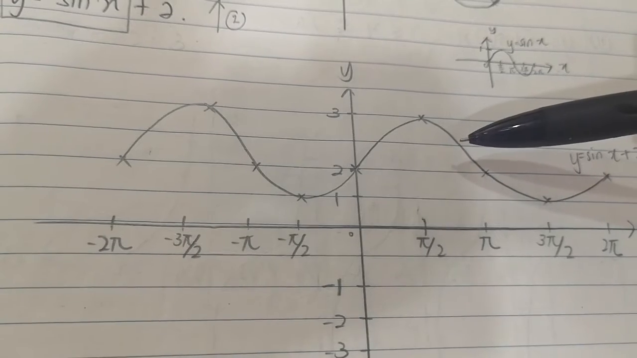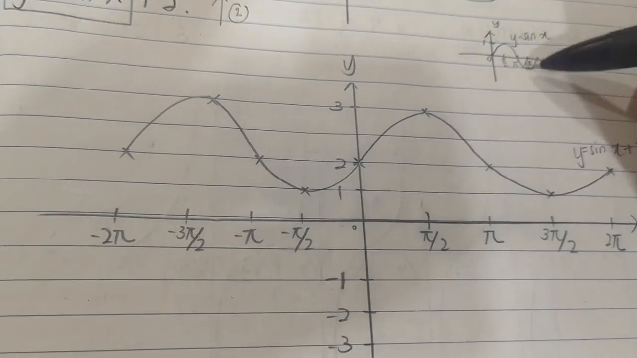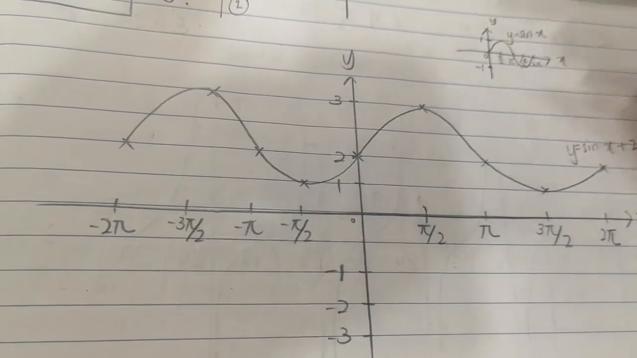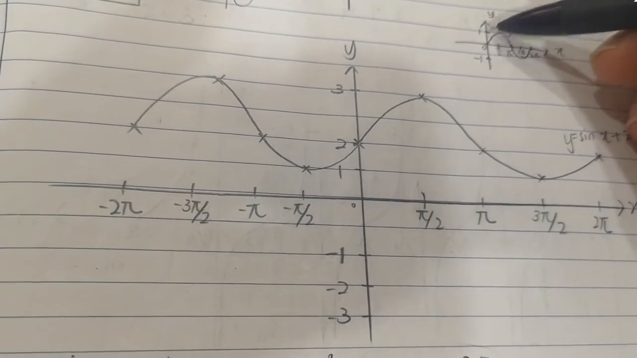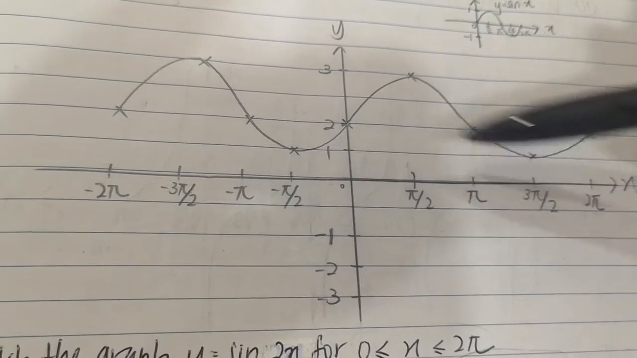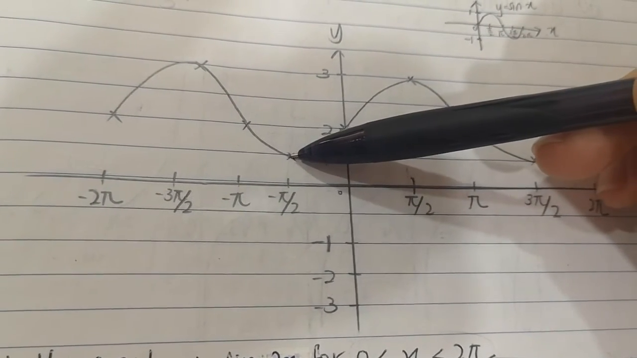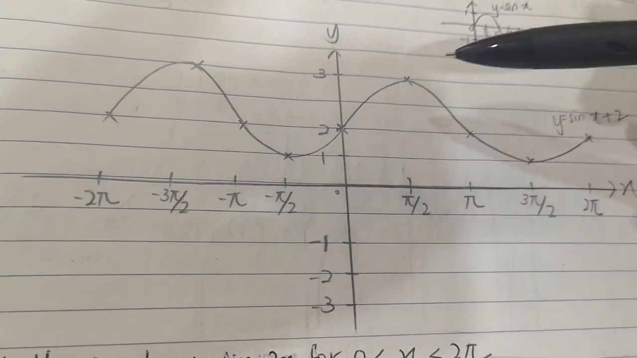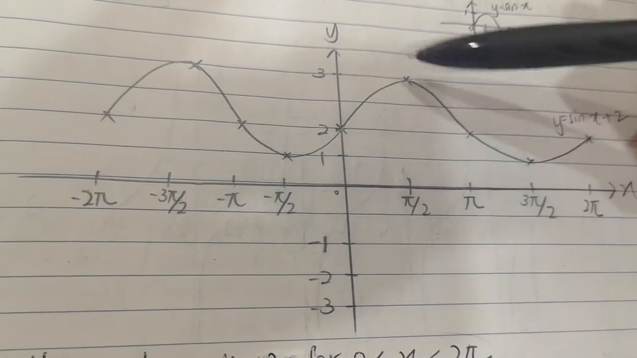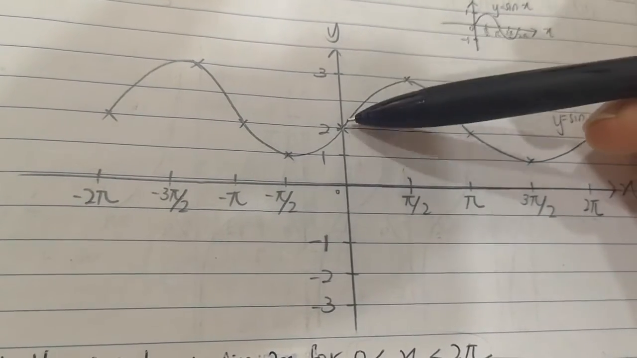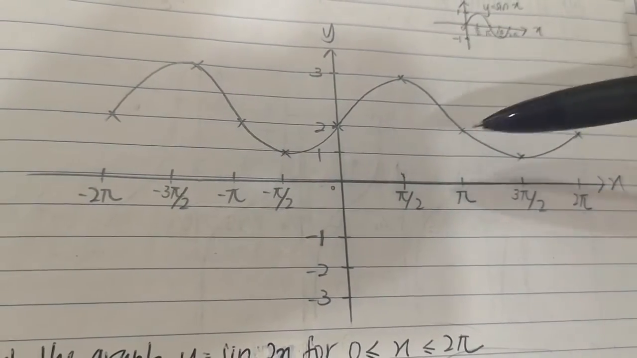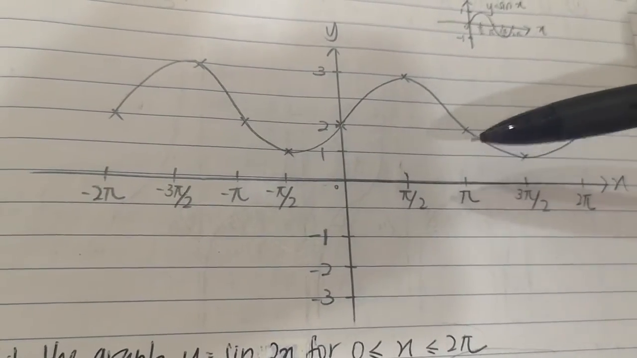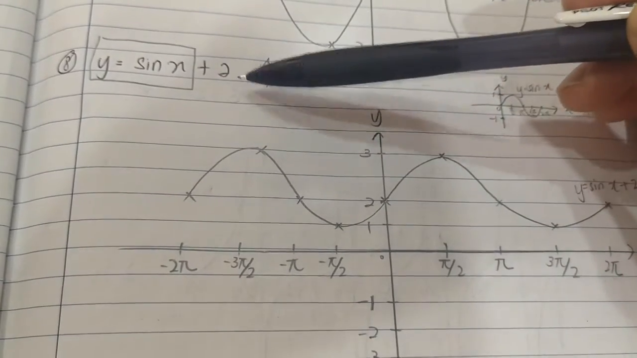And then the bottom here is -1. The minimum value is -1. If it moves upward 2 units, it will become 1. So the minimum value now becomes 1, and the maximum value now becomes 3, with the y-intercept at 2. So this is how you sketch a graph for trigo by using the translation of graph.